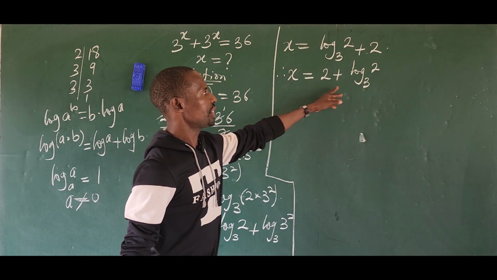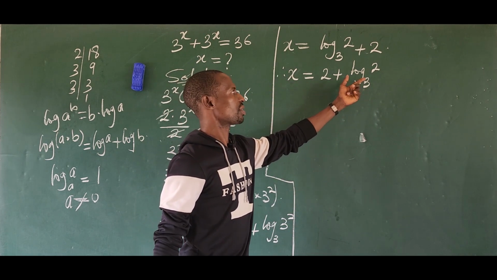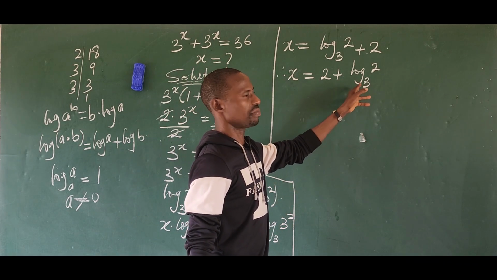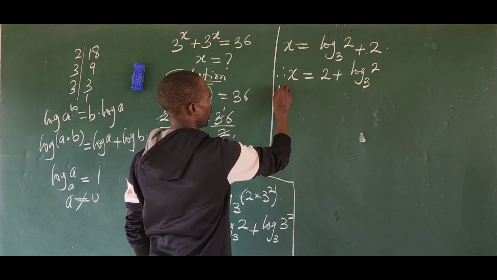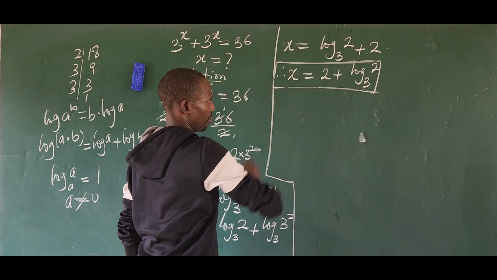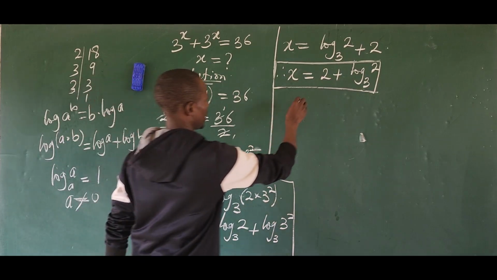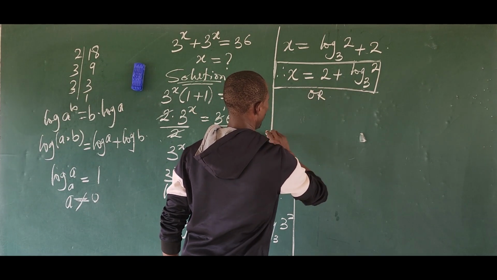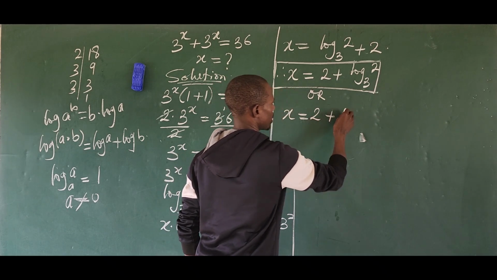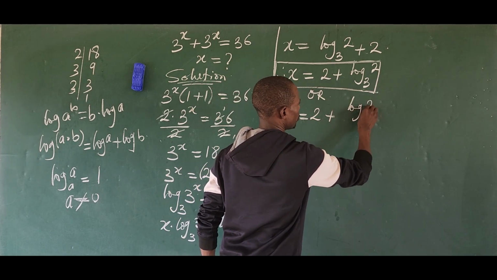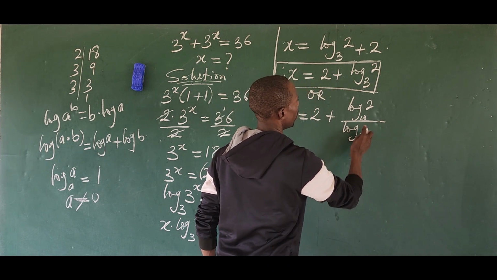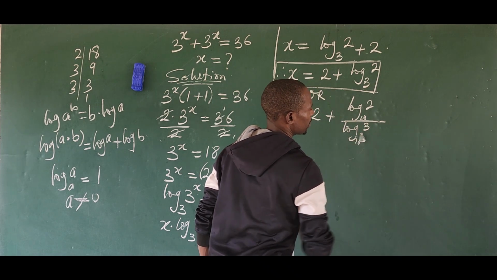Mind you, we can equally apply change of base to this because you cannot input this in your calculator. And so if we're dealing with base 10, we can change to base 10. But this is also the answer, or your answer can be presented in this format also. But the other format we can present this answer is, x will now be equal to 2 plus the log of 2 base 10 all over the log of 3 base 10.